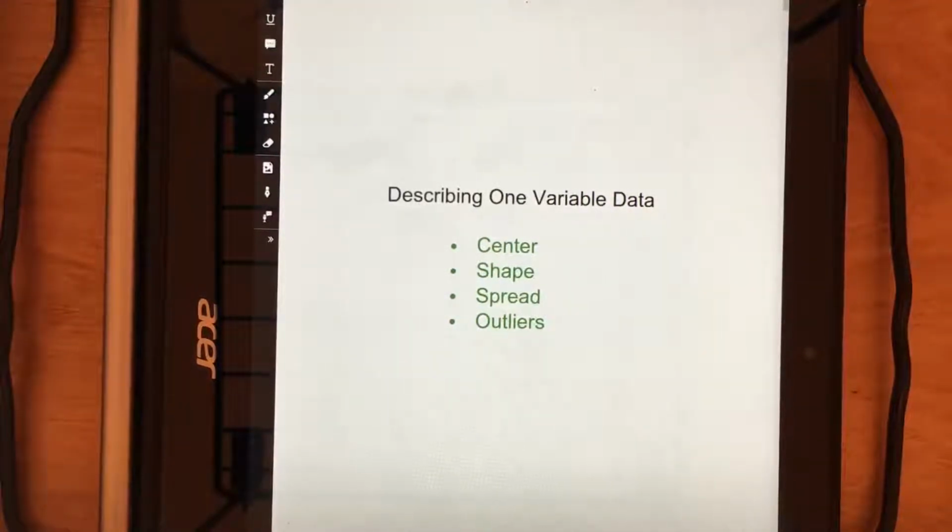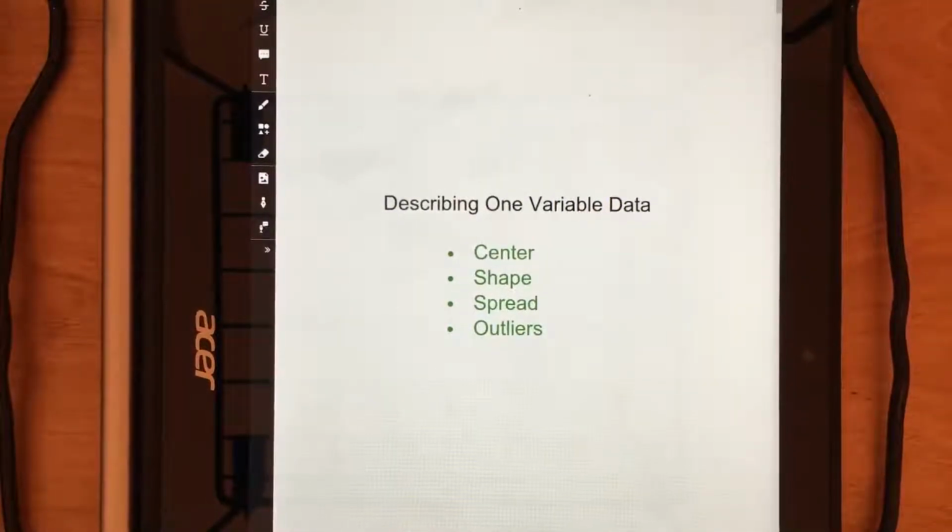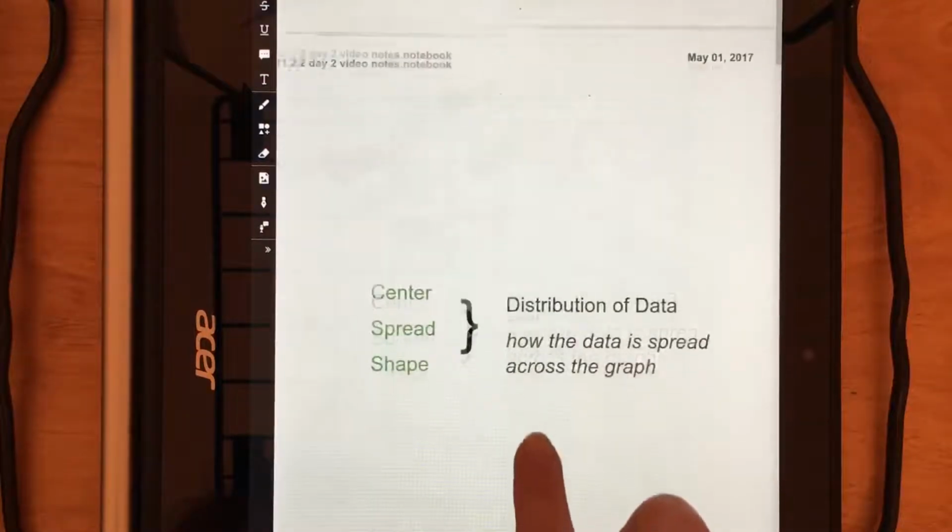Alright, this video is to help us understand how to describe one variable data, which is typically on histograms and box plots. And there are 4 different ways to describe the data. Those 4 are called center, shape, spread, and outliers. So we're going to take a look at what those 4 mean and how to describe the graphs with them.